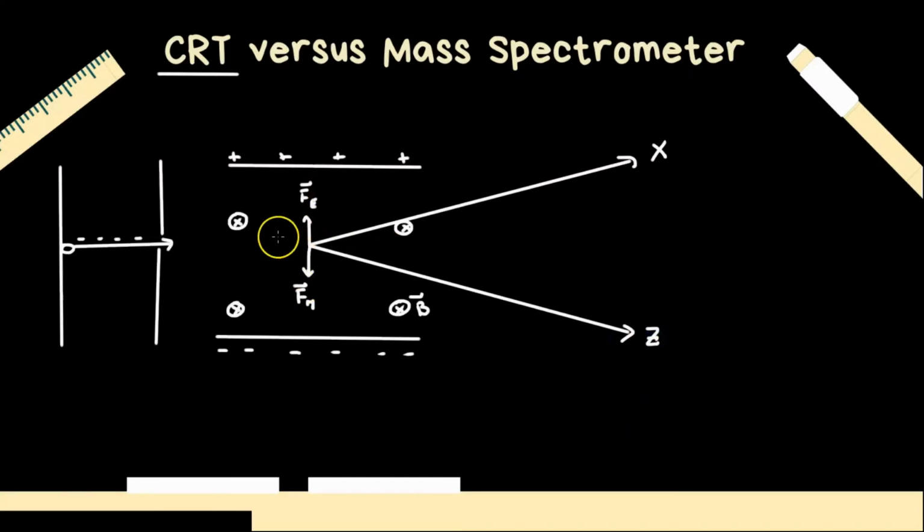Now if you turn them both on and adjust them so that the electric force is equal but opposite to the magnetic force, then its path will not deflect and it'll go over here towards Y.